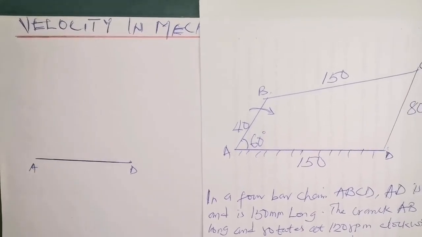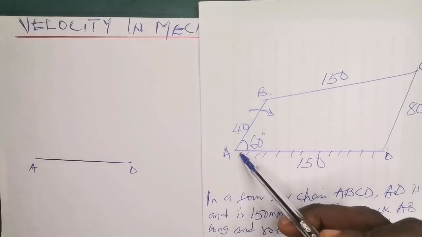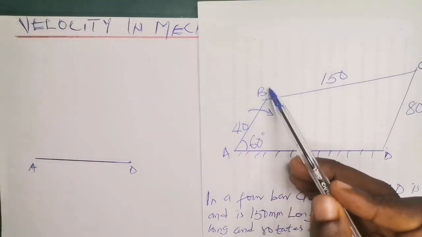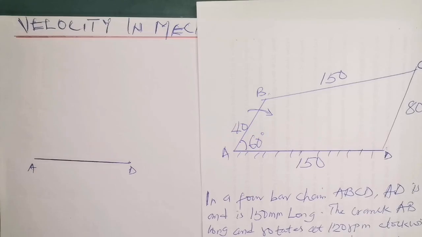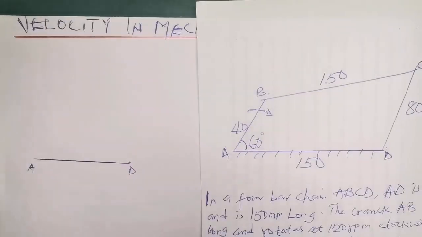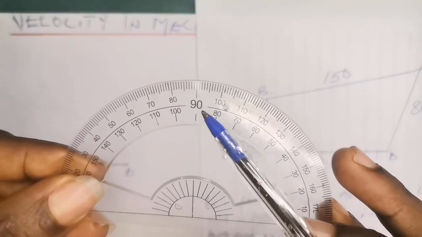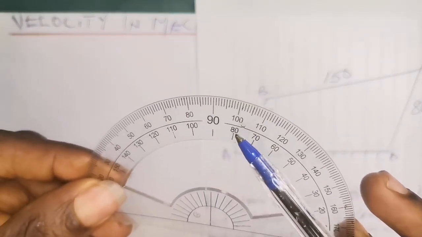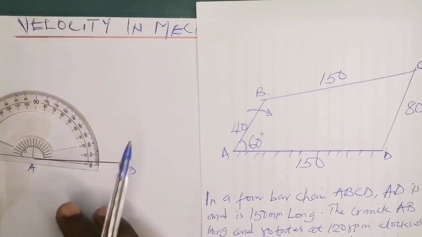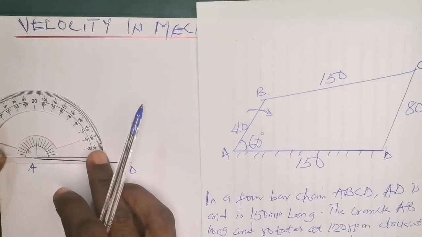Now, if you observe in the question, it was stated that angle A is 60 degrees, which means AB is inclined at 60 degrees. So you're going to be needing your compass. You pick out your compass and you measure out an angle of 60 degrees. On your compass, this is 90, this is 70, this is 60 degrees. Simply place your compass and ensure proper alignment with the line.